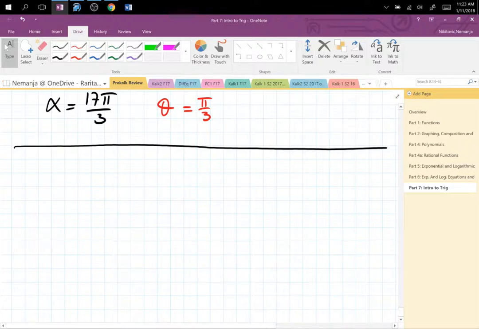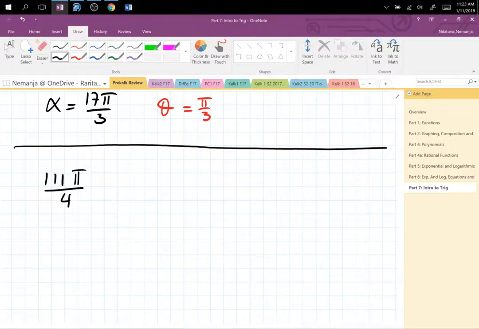One more. Can anyone give me a 3-digit number? 111. Perfect. Pi over 4. Go. And then we have to move on after that.